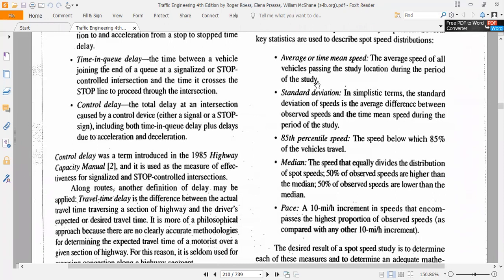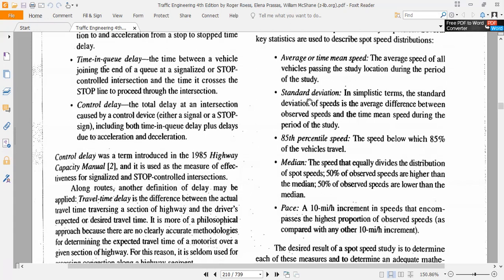Okay, so the speeds of these 100 vehicles are, say, 50 kilometers per hour, 60, 62, 65. So if you take the sum of all these 100 vehicles' speeds and divide by their number, 100, this will be the average or time mean speed. So average, like a cricket match's average score.